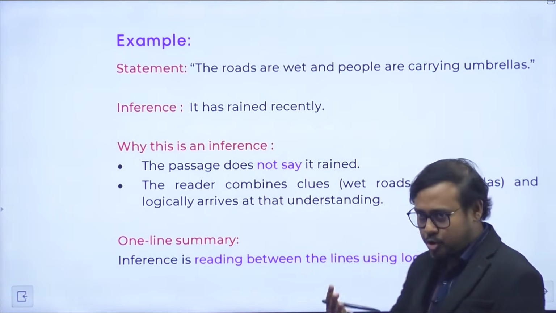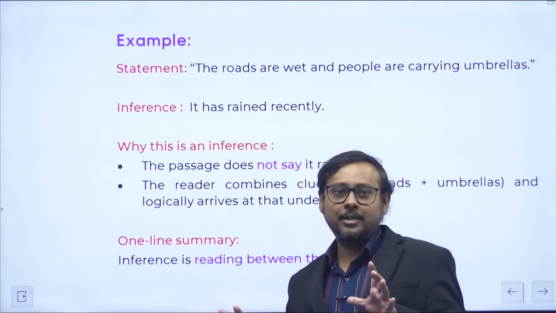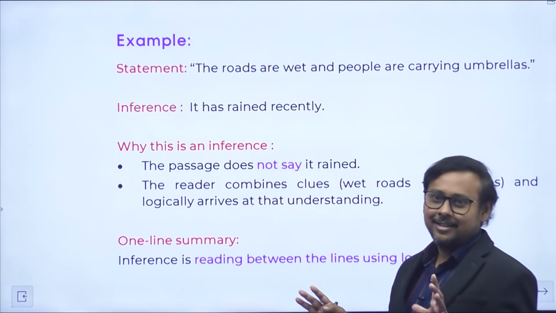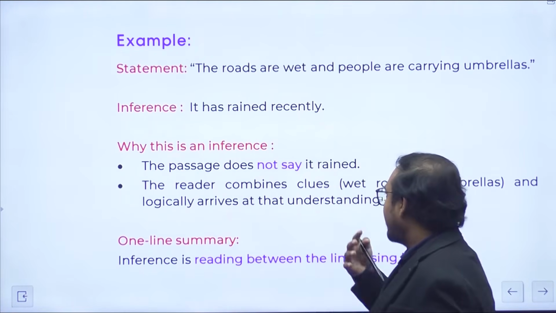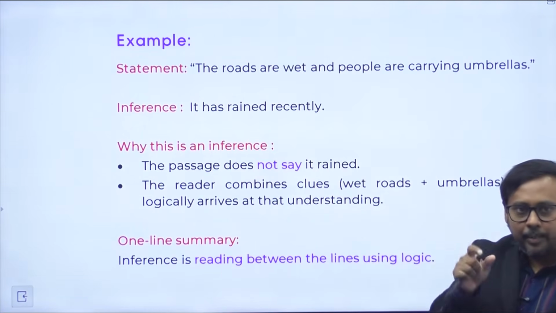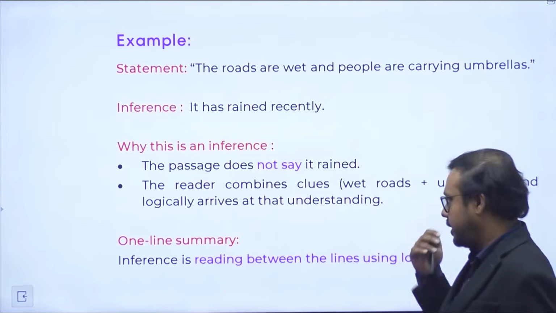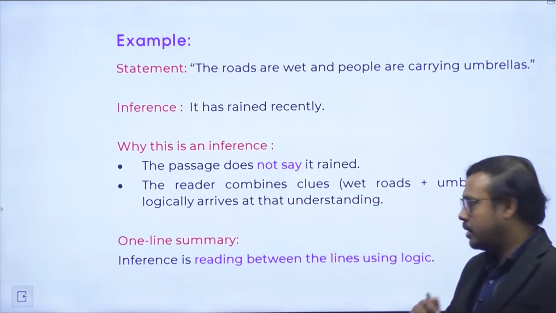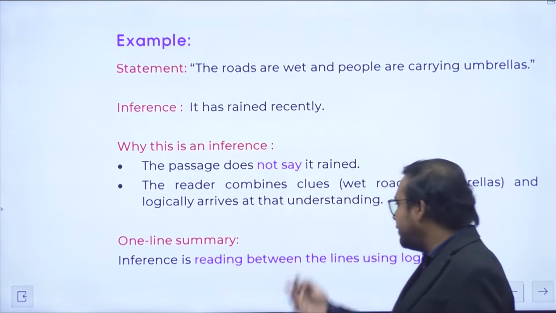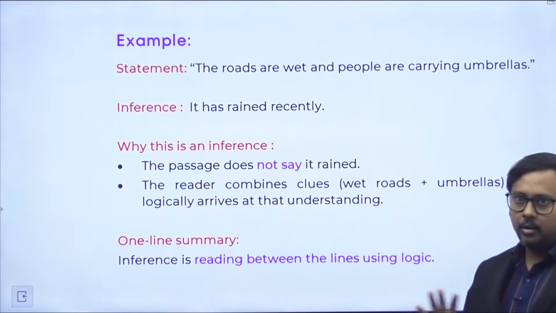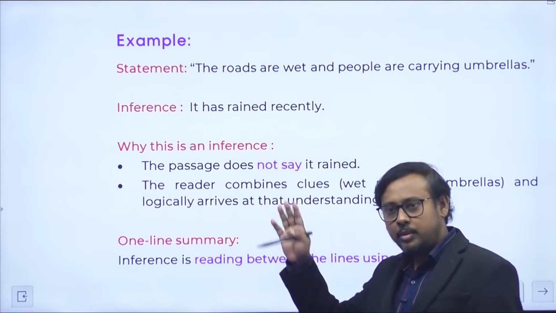The reader combined clues. You have hidden clues, and you have to be Sherlock Holmes or Agatha Christie, whichever you like. You have read Agatha Christie, anybody? Not read. You must. So you have to find those clues. The moment you get to the clues, you underline, you circle it, you will directly come to the right answer. So one line summary is, inference is reading between the lines using logic. Shall we move?